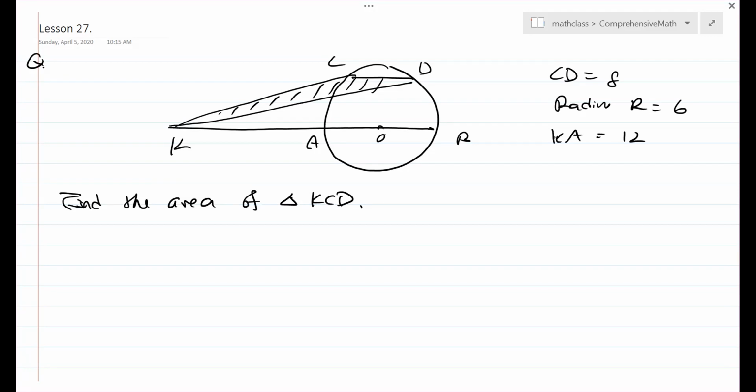Now, the key point is to find the area, right? What information do you need to know? To find the area, you need to know the base and you need to know the height. If you know the base and the height, then you know the area. The question is, how do you get the height?